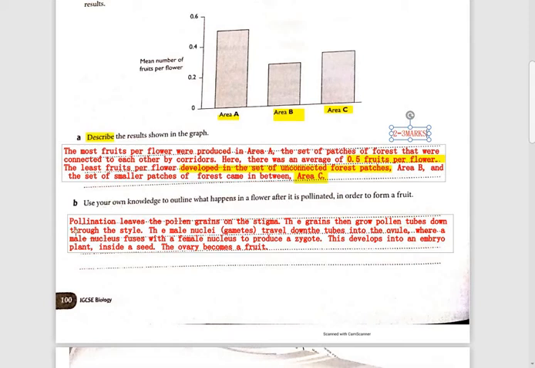Use your own knowledge. So you can just say pollination leaves the pollen grains on the stigma. The grains then grow pollen tubes down through the style. The male nuclei, which are the gametes, travel down the tubes into the ovule, where a male nucleus fuses with the female nucleus, which is in the ovule, to produce a zygote. This zygote then develops into an embryo plant inside a seed. The ovary becomes a fruit. So this is how you explain.